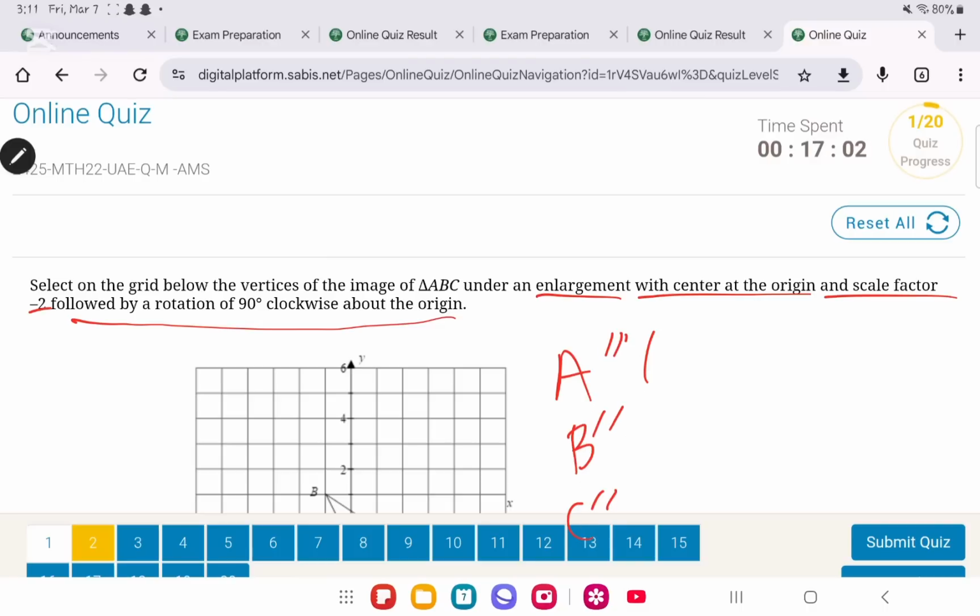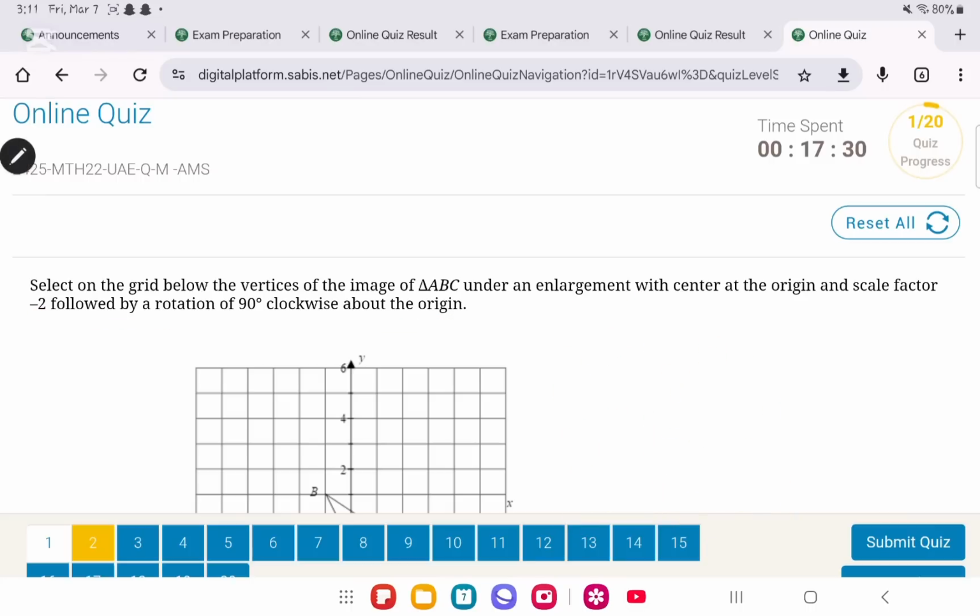A double prime, it is 2, 0. B double prime, it is minus 2, minus 2. And C double prime, it is 2, 4. Okay, so all you need to know is you have to do it step by step. And if you do a small mistake, everything could go wrong. That is why you have to pay very close attention when solving the transformations.